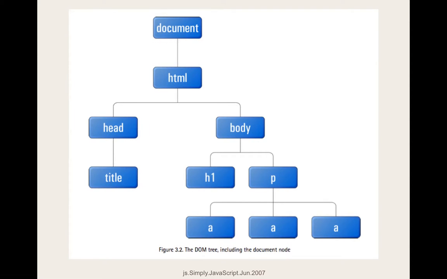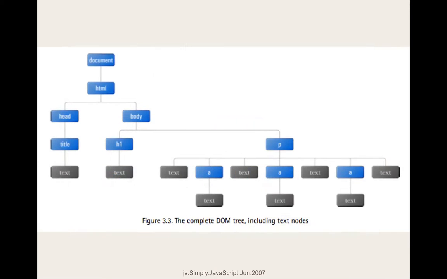Now, realistically, there's this master global thing called document at the very, very top of the hierarchy, and we will start there a lot of times when we work with the DOM. But what happens is, not only are there nodes for all the different HTML elements, like anchor and paragraph and div, but there are nodes for text. So here's the complete DOM tree, including text nodes.